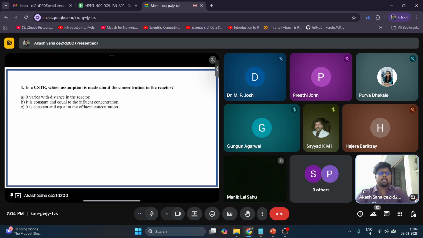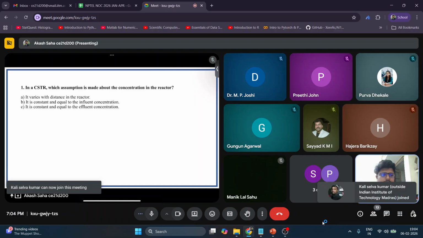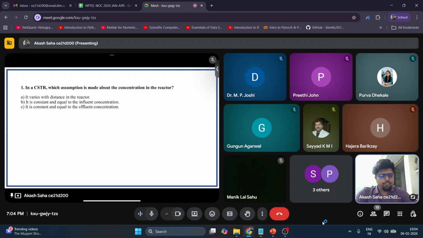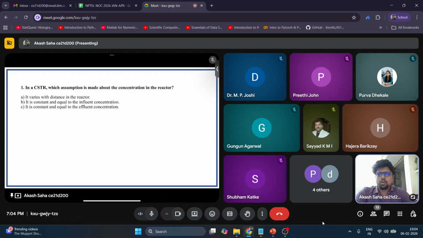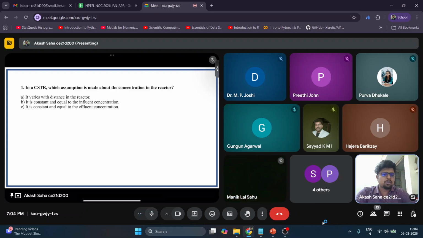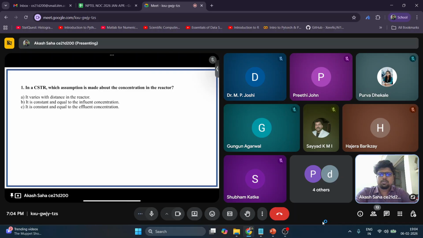It says that in a CSTR, that is a continuous stirred tank reactor, which assumption is made about the concentration in the reactor? Does it vary with distance in the reactor, or is it constant and equal to the influent concentration, or is it constant and equal to the effluent concentration? So we are talking about a CSTR here. What do you think is the correct assumption regarding the concentration in the reactor?